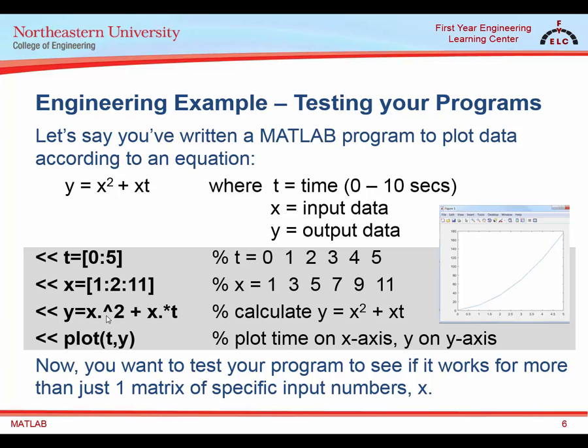And we can write an equation using the dot operator, which helps us with our element-wise mathematics, to calculate that, and then we could plot it. And we would get a plot that looks like this. For every value of t, every value of known x, we could generate some y and plot it. But that works for this set of data. How do you test your program to make sure it works for a lot of sets of data?